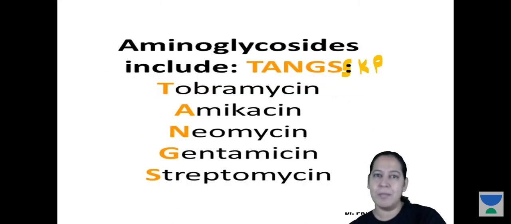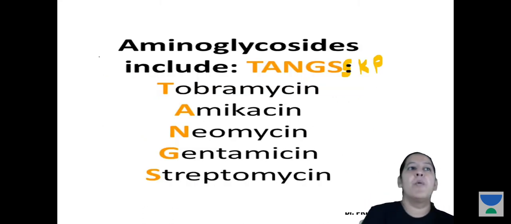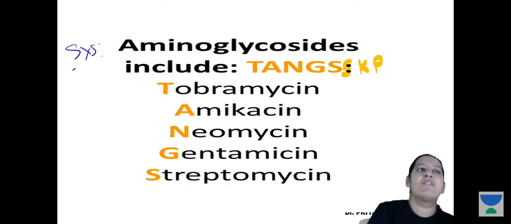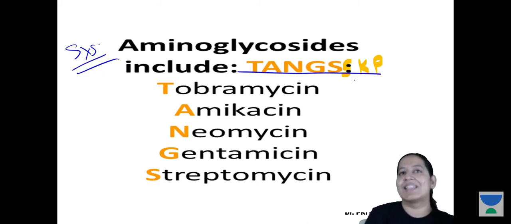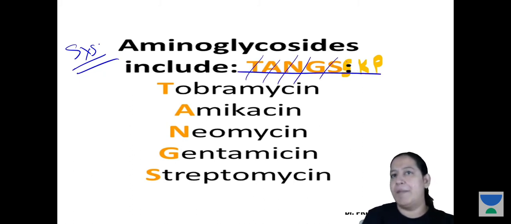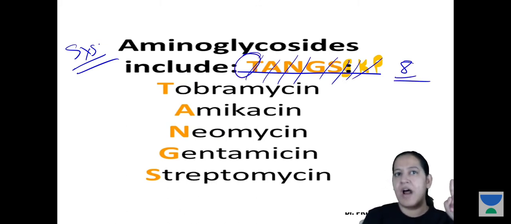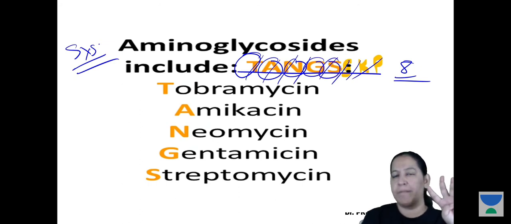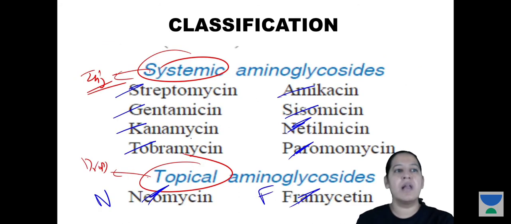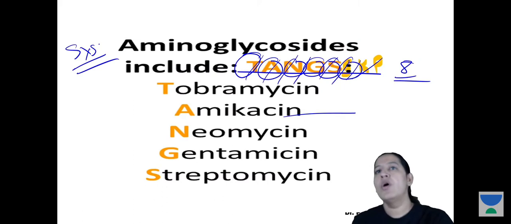So there should be some mnemonic now. The mnemonic for systemic is TANGS, KP. Total 8 letters are there. Say the full form: T for Tobra, A for Amika, N for Neo, G for Genta, S for Strepto, another S for Sisomicin, K for Kanamycin, and P for Paromomycin.